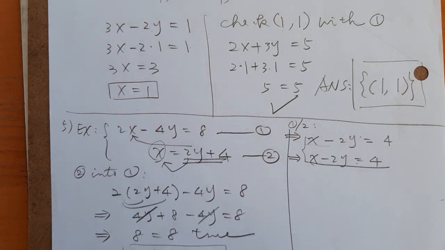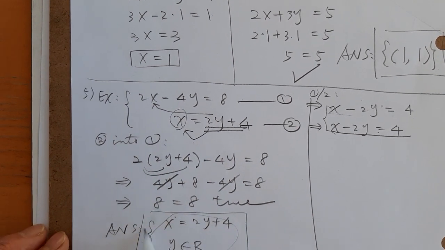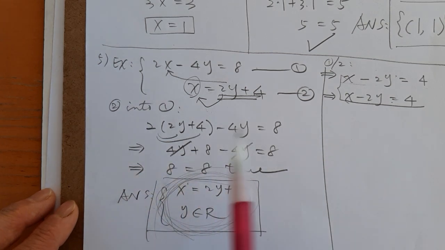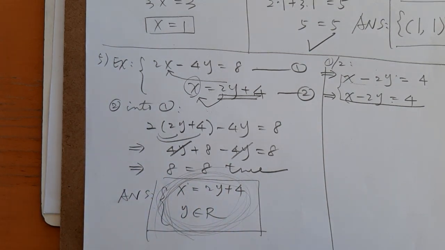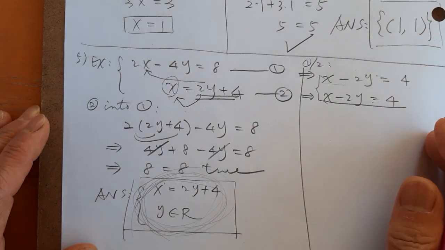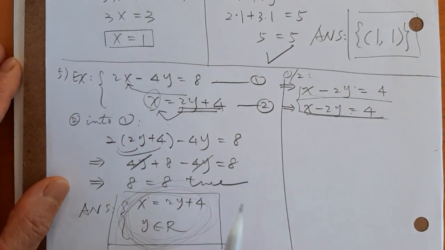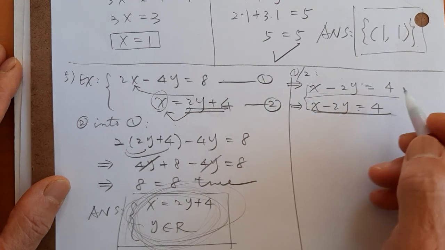So this system is only one line. The two lines are overlapping. It's the same line. So all the points on the line are solutions of this linear system. So the solution of this linear system is all the points on the line, and we write it in this way. Overlapping, actually the same line. As long as it is the same equation, then you can say many solutions and you write the solutions.